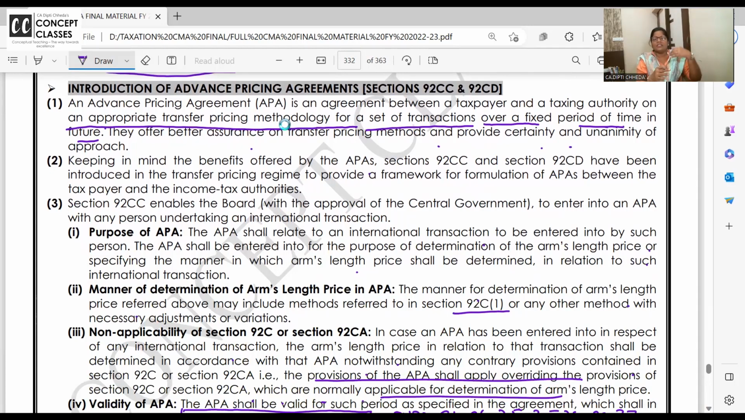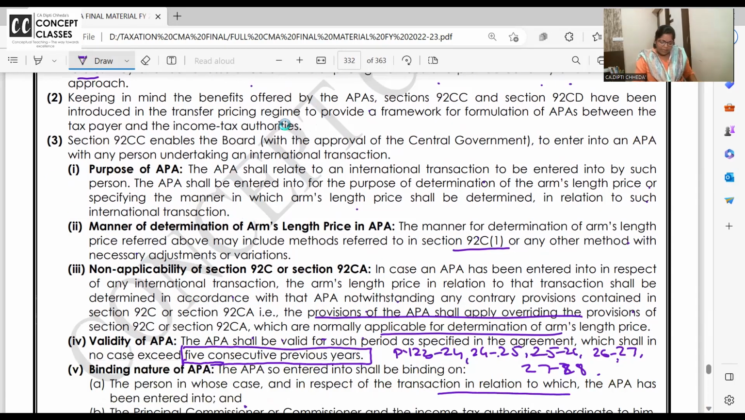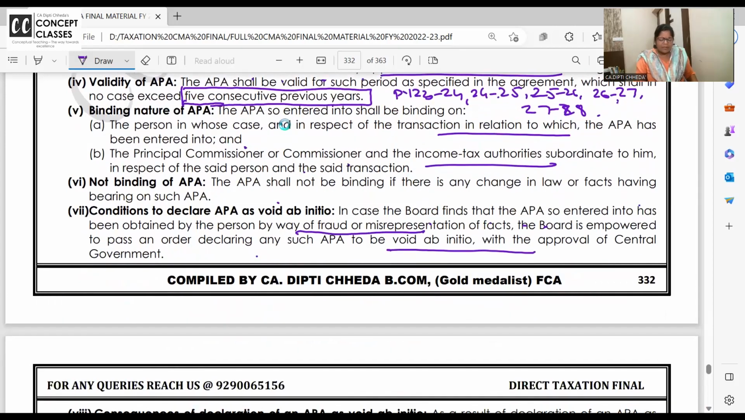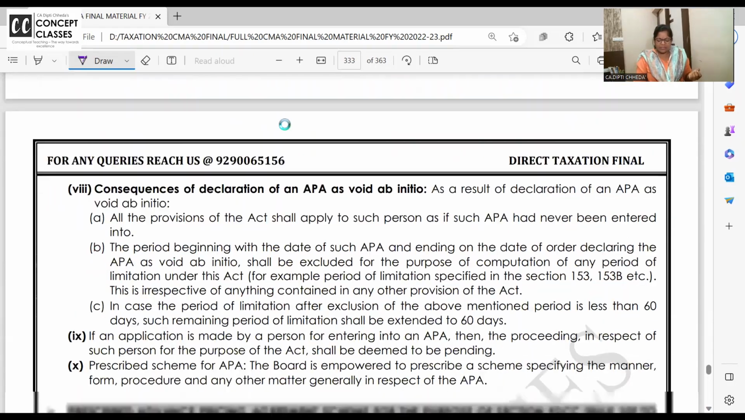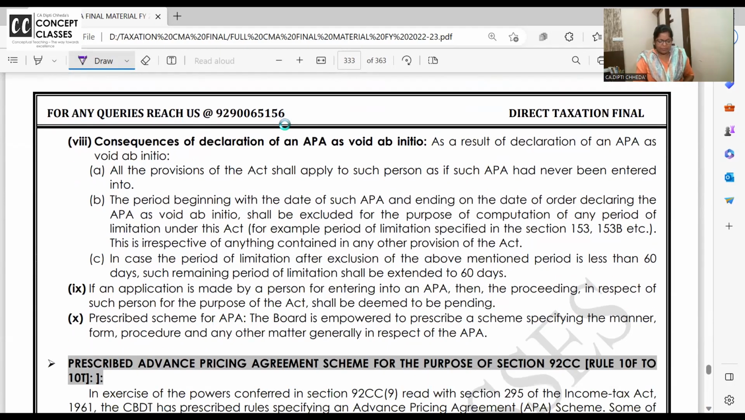If there is a change in the data based on which we have obtained the advance pricing agreement, then the APA can change. Okay. Next, the APA can change, that is right. But if you come to know that the advance pricing agreement was obtained by fraud or misrepresentation, then it is void ab initio. Consequences of declaration of advance pricing agreement as void.